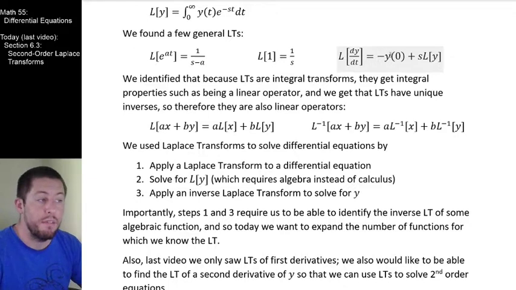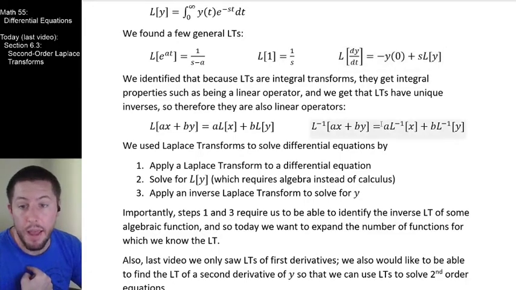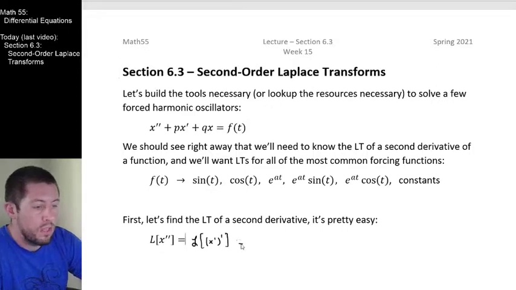It should be negative the function evaluated at 0. But remember that y is actually x prime in our case. So we'll get negative x prime of 0 plus s times the Laplace transform of the function y. But for us, y was x prime. So we're going to want to do a second layer right there. So let me write this stuff out. So it looks like this should just be s times the Laplace transform of the function we're taking the derivative of, minus the function we're taking the derivative of evaluated at 0.